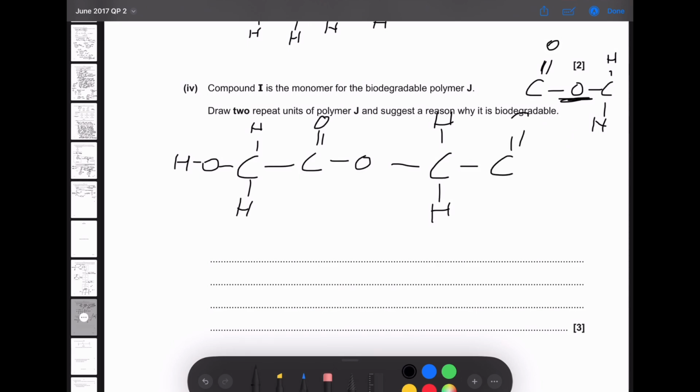You see double bond O, O, like that. Now, it only wants 2 repeat units, so we're going to draw that. And because we end with an O, we cut this O off there. So rub it out. So it looks like that.